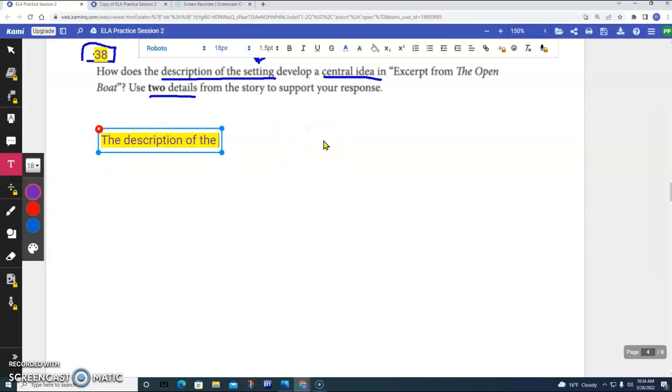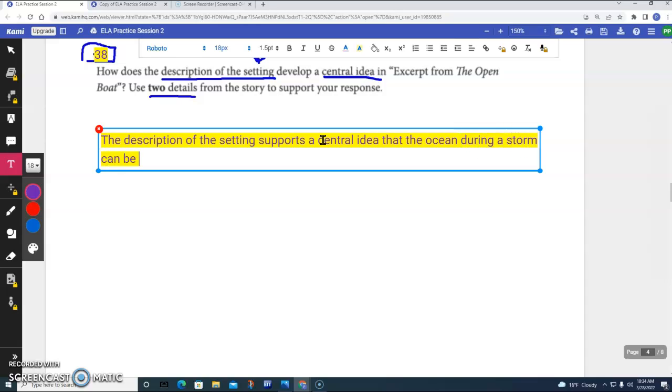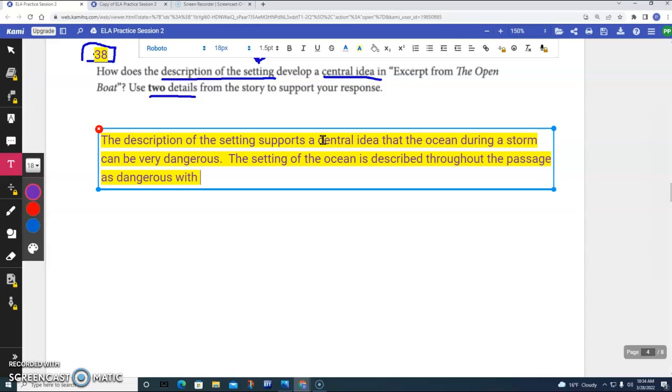The description of the setting supports a central idea that the ocean during a storm can be very dangerous. The setting of the ocean is described throughout the passage as dangerous with high waves and wind.